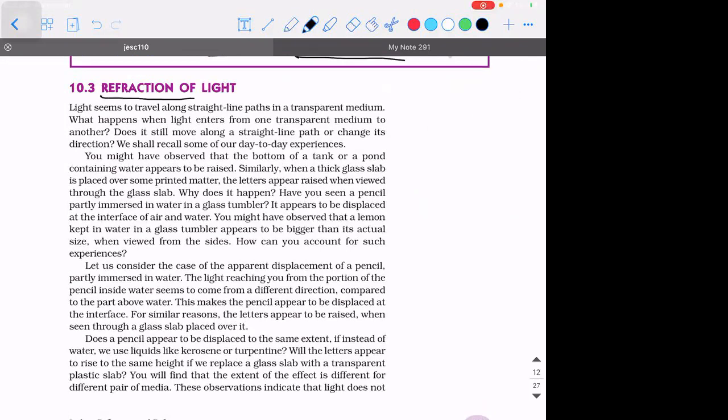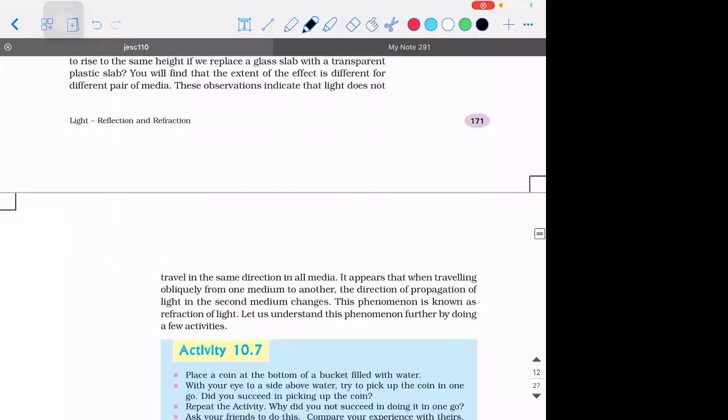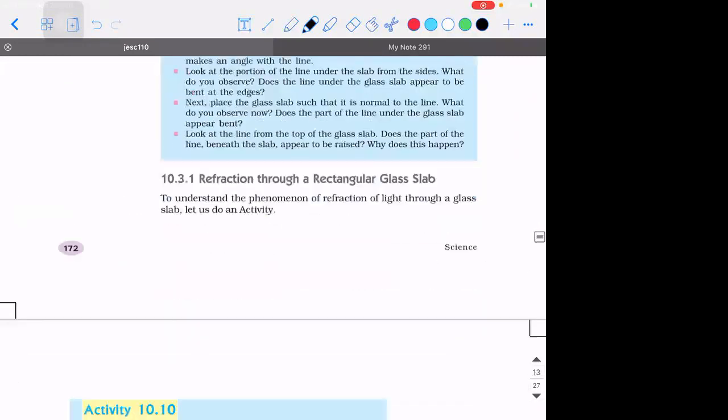Next. We have seen the phenomenon of reflection of light. Now my question is, what about refraction of light? What do you mean by refraction? Anybody? What do you mean by refraction of light?